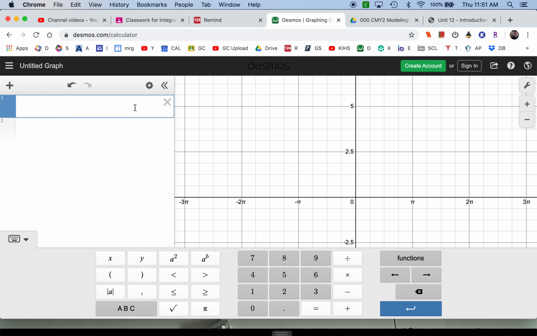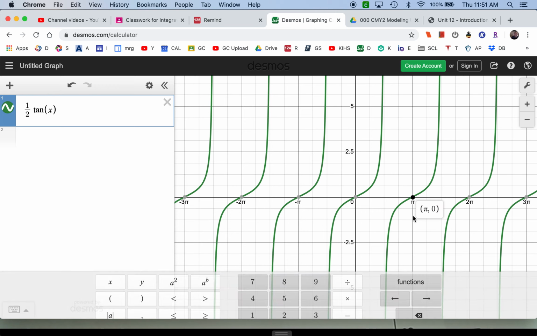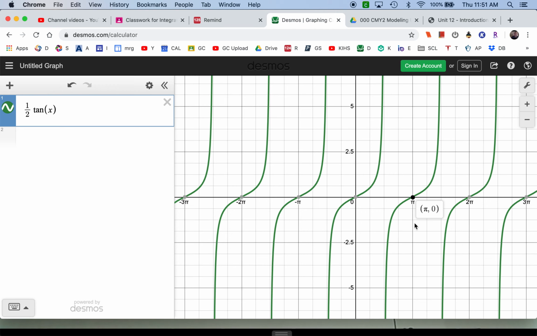The next one, number 17, another trig: one half tangent x, and as x approaches pi. So see where pi is. From the left and the right, they agree what the y coordinate is there, and the answer is 0. That's the only correct answer.